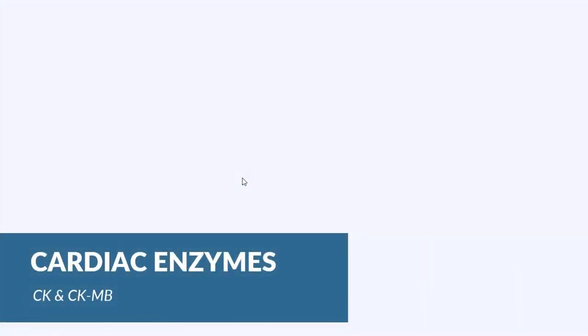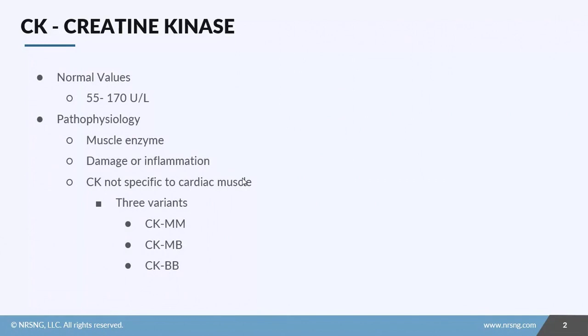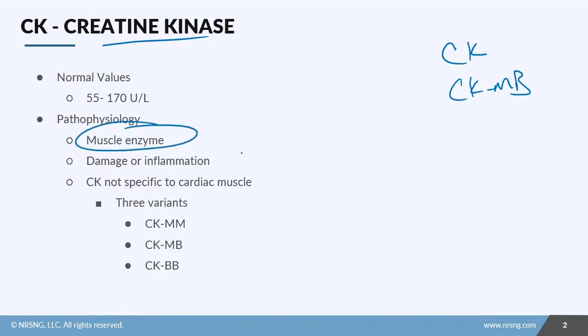Right, in this lesson, we're going to take a look at cardiac enzymes. There are two cardiac enzymes that we're going to look at aside from troponin, and these are CK and CKMB. CK stands for creatine kinase, and it's an enzyme found in muscles, and it's specific to damage or inflammation. So whenever you have some sort of injury or trauma, so if muscle damage or inflammation happens, this enzyme leaks into the bloodstream and it's detectable on tests.